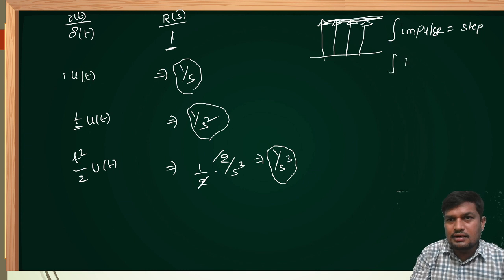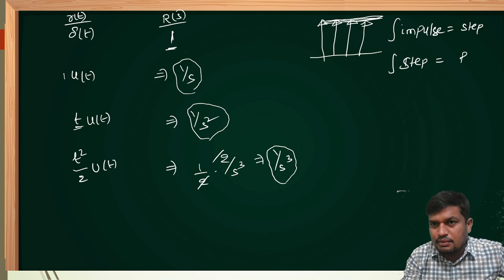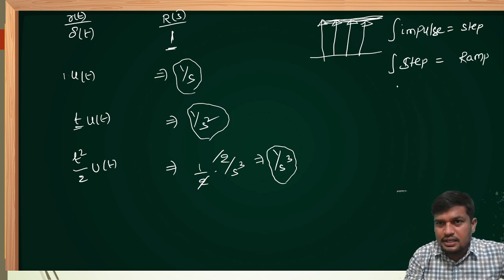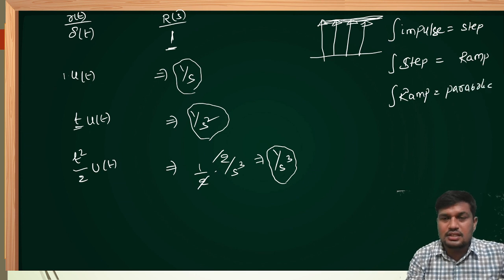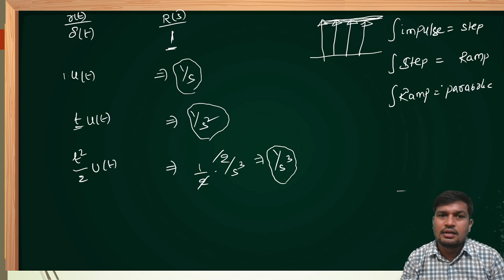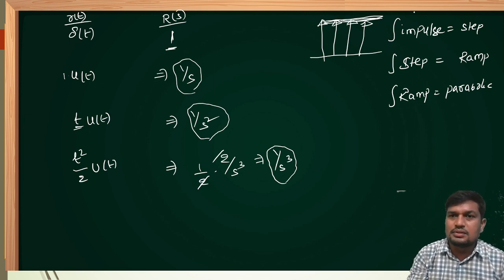Similarly, integration of the step signal, just step by step, will be the ramp signal. Integration of the ramp signal will be the parabolic signal. These are the relations that you need to remember. It is always important. Now suppose, dear friends, if integration goes, then that is differentiation.